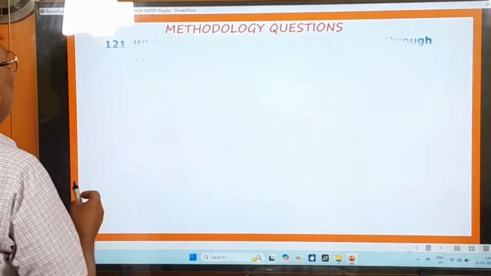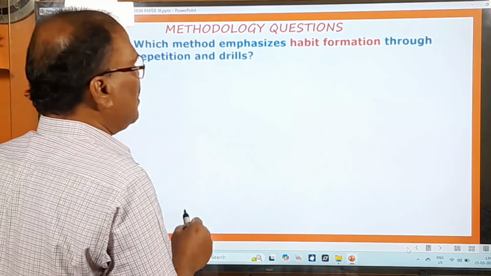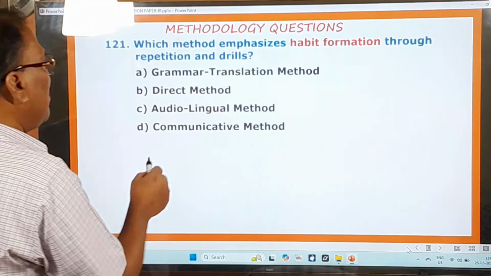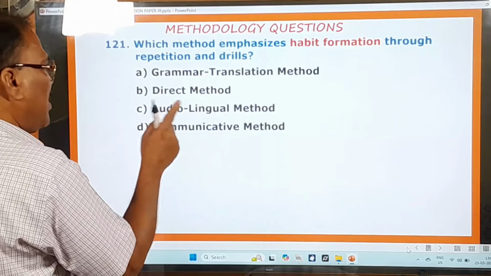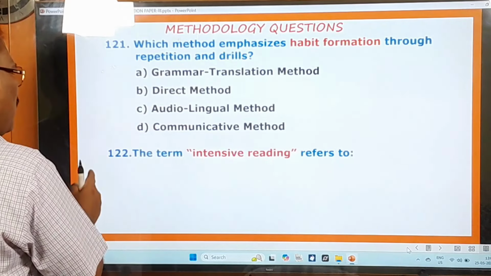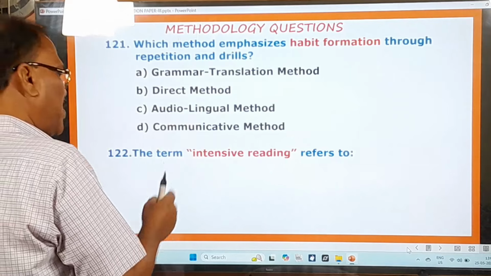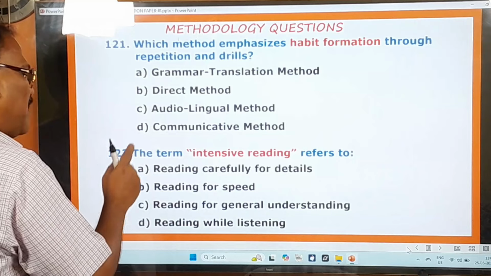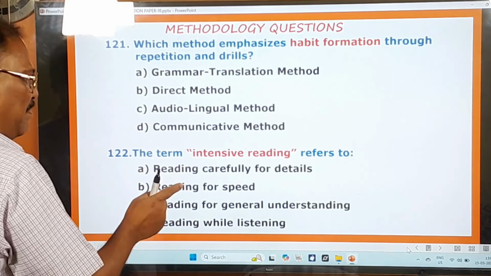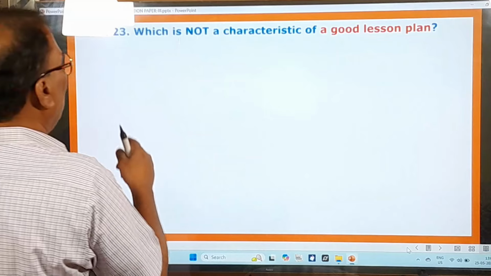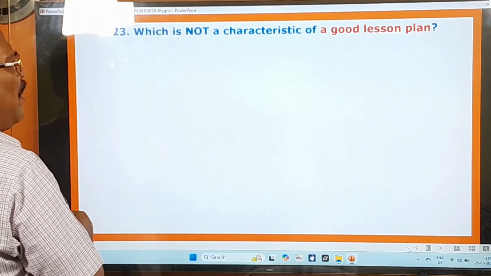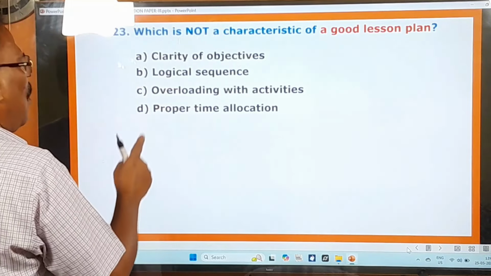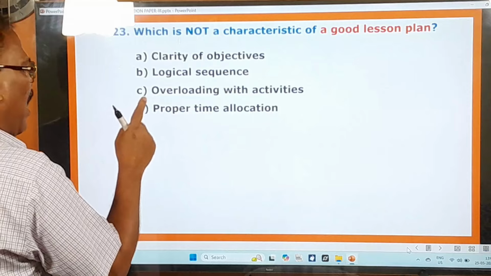Methodology questions. 121st question. Which method emphasizes habit formation through repetition and drills? Grammar translation method, direct method, audio lingual method, communicative method. 122nd question. The term intensive reading refers to reading carefully for details, reading for speed, reading for general understanding, reading while listening. 123rd question. Which is not a characteristic of a good lesson plan? Clarity of objectives, logical sequence, overloading with activities, proper time allocation.